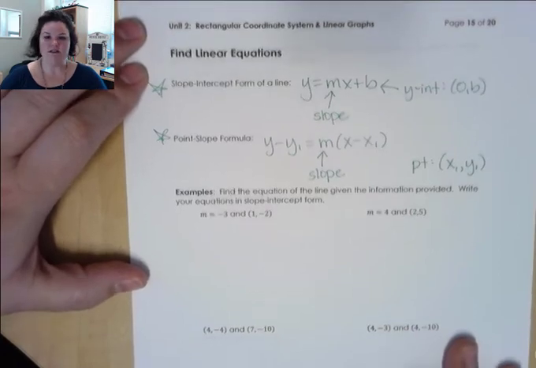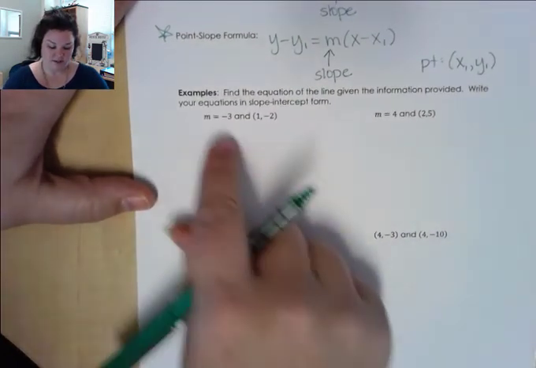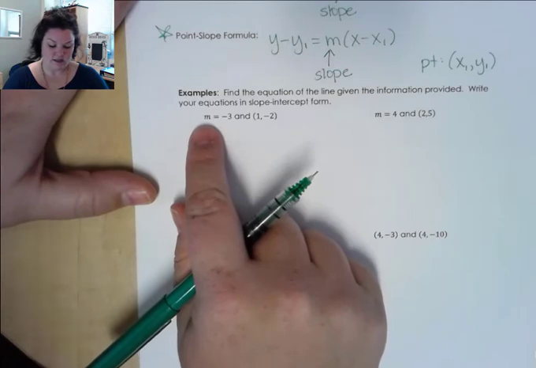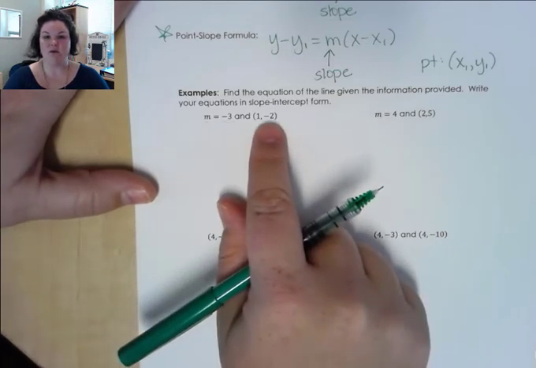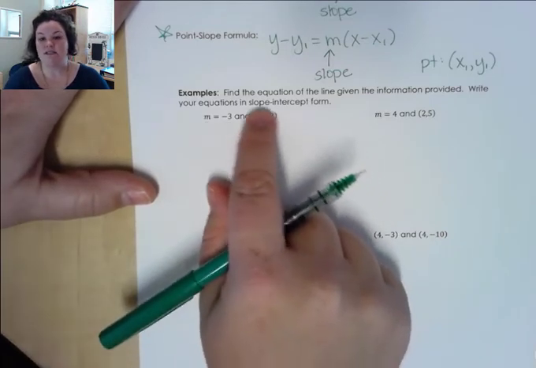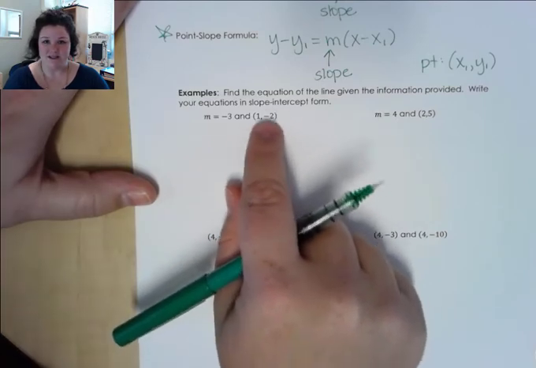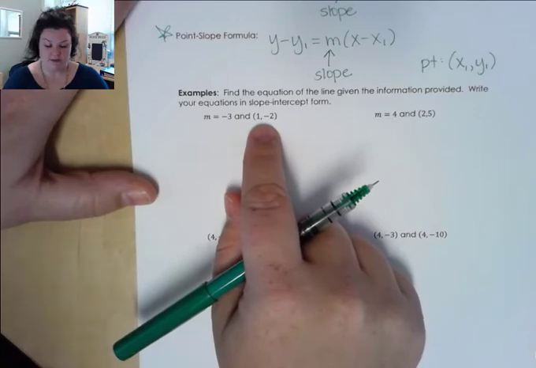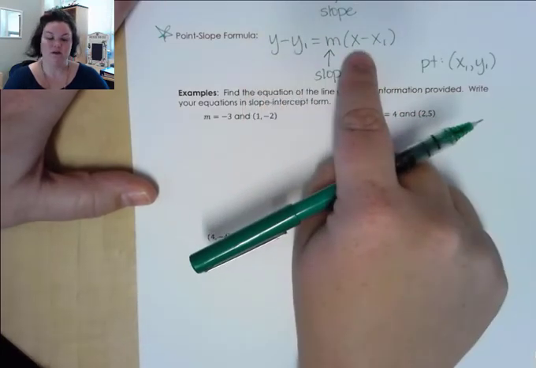All right, so let's go ahead and look at some examples. The first example I'm given is a slope of -3 and the point (1, -2). Notice this is not the y-intercept. If it's not the y-intercept, I can't just plug that in. I'm going to have to use the point-slope formula.